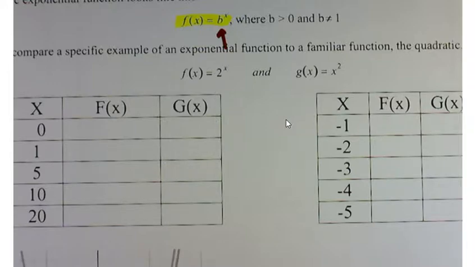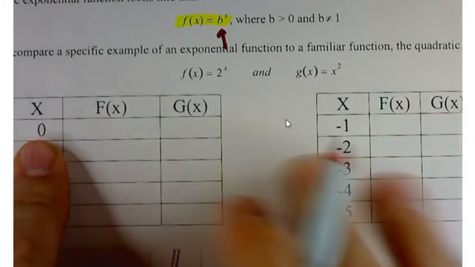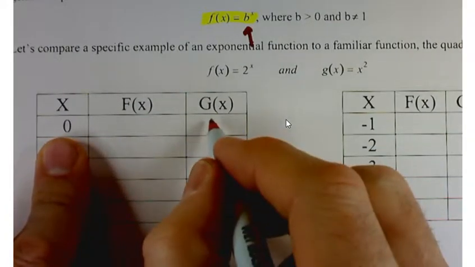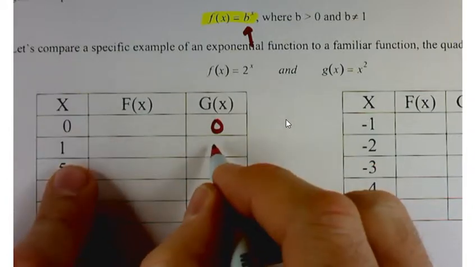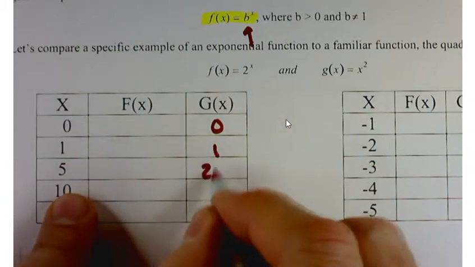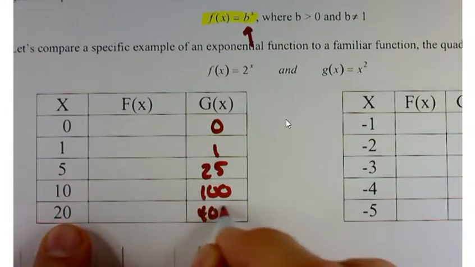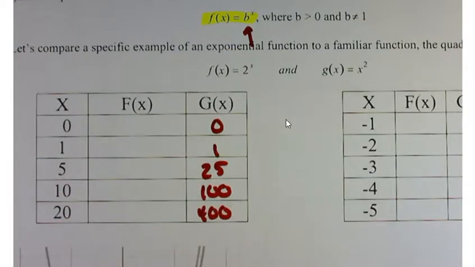So let's do that. I've got some points over here. We're going to do a t-table for both of our functions. First of all, when we square something, that's pretty easy. 0 squared, 1 squared, 5 squared, 10 squared. What's 20 squared? 400. Good. So nothing unusual or exciting there.